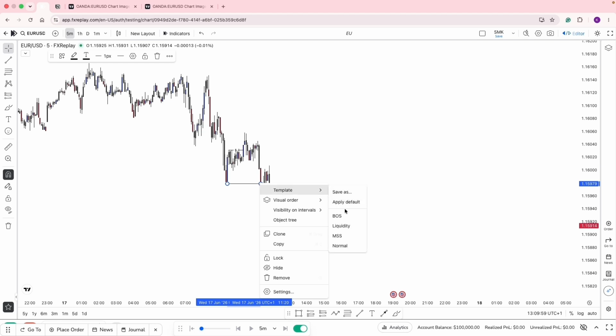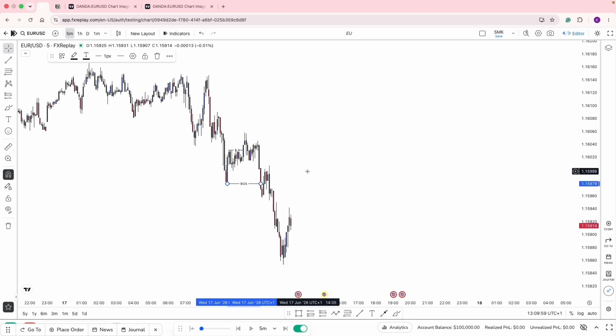So I'll just mark that out. That's our break of structure. And the next thing we need to mark out is the fair value gaps. And as you can see, we've got this big fair value gap here.